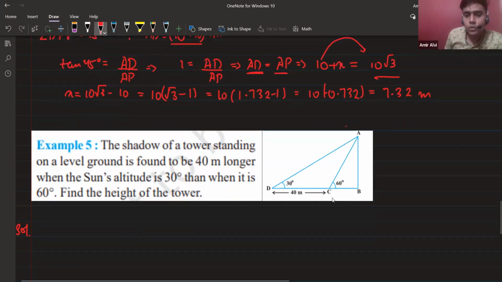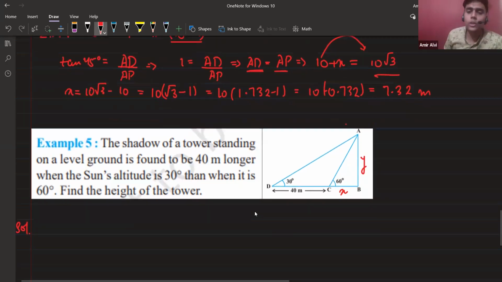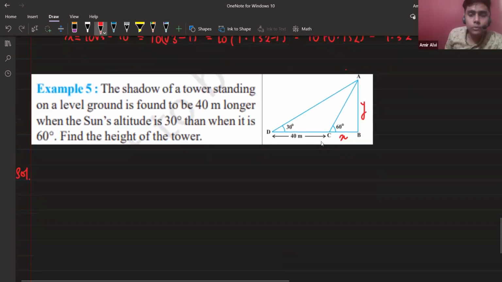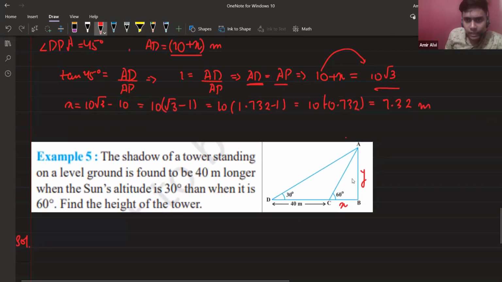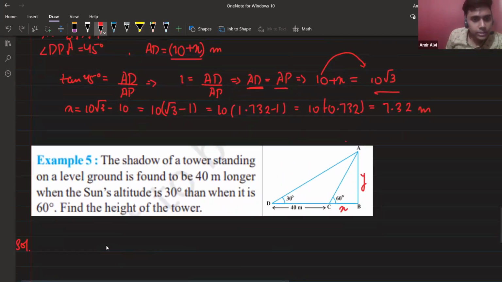So let's suppose this is X, like you can take any variable, it's up to you. I'm not restricting you. Let's suppose this is X and this is Y, because I usually take Y as the perpendicular and X as the base. Clear? Any doubt? So the question, let's take the triangle first. It's ABC.